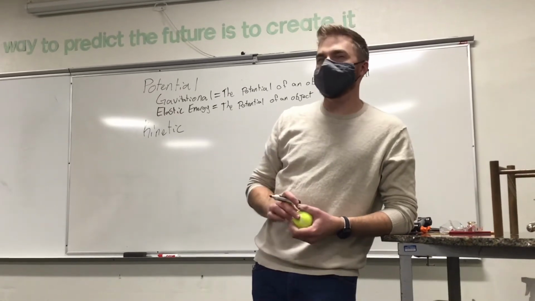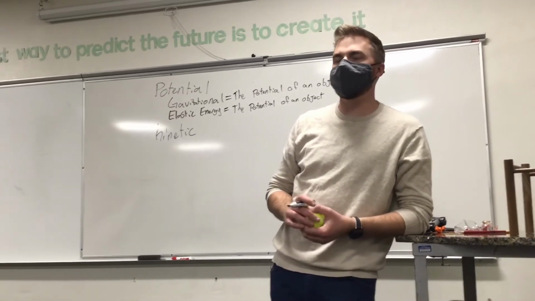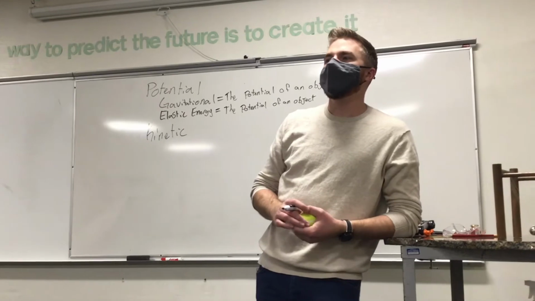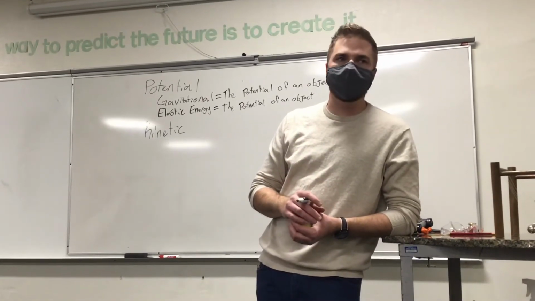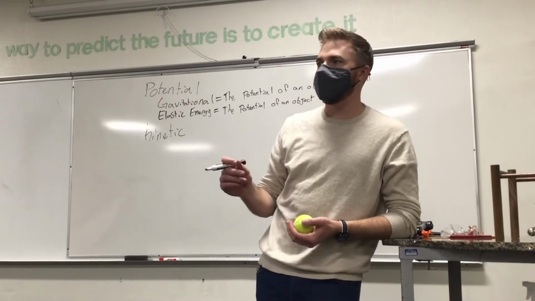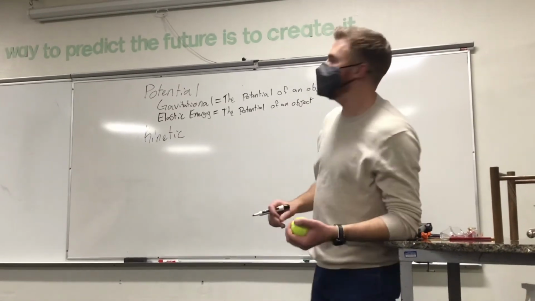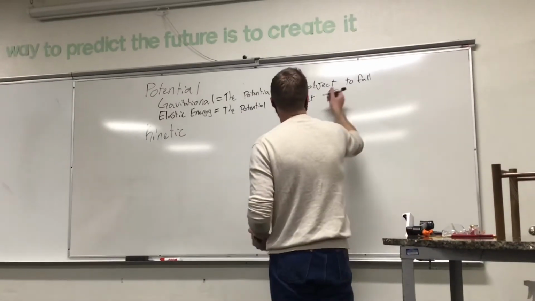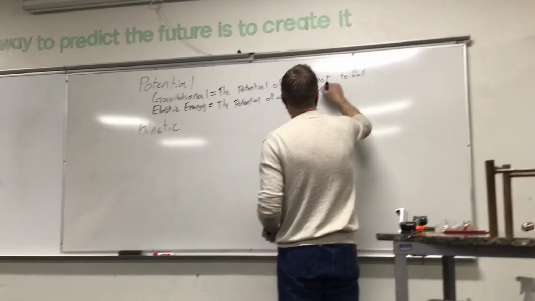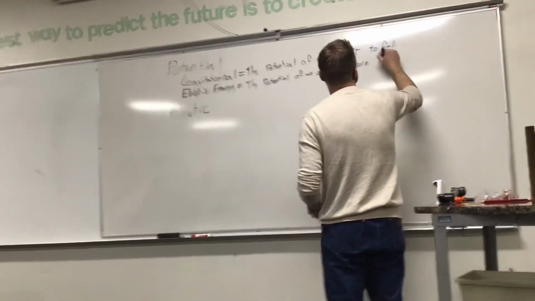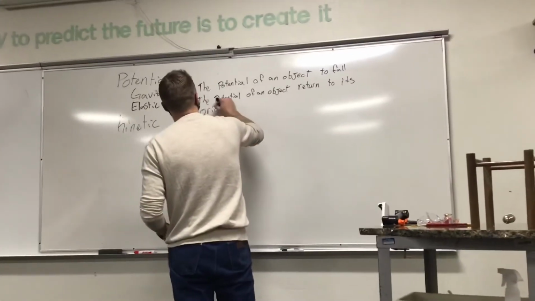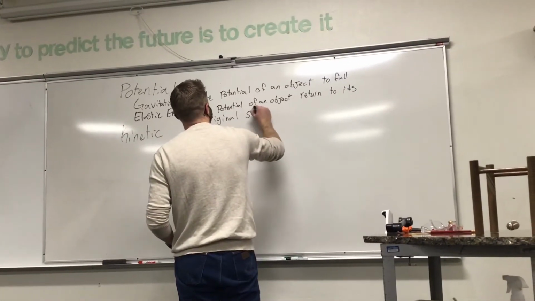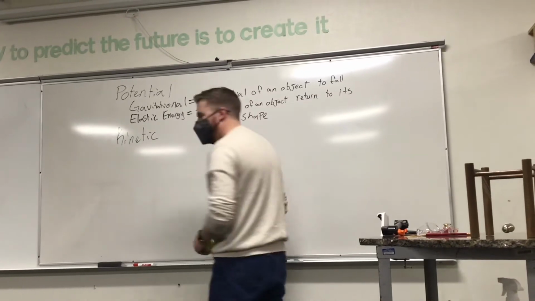But Play-Doh changes shape. We wouldn't say it has elastic energy, because it doesn't come back to its original shape. That's the key, right? It's the potential of an object to what? Go back to its original shape. Potential of an object to return to its original shape. Okay, I like it.